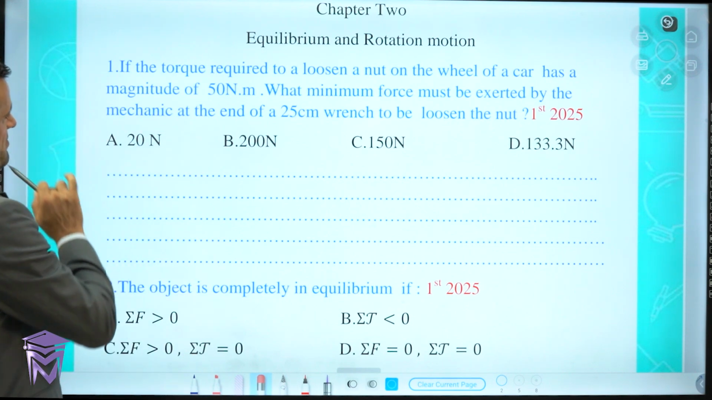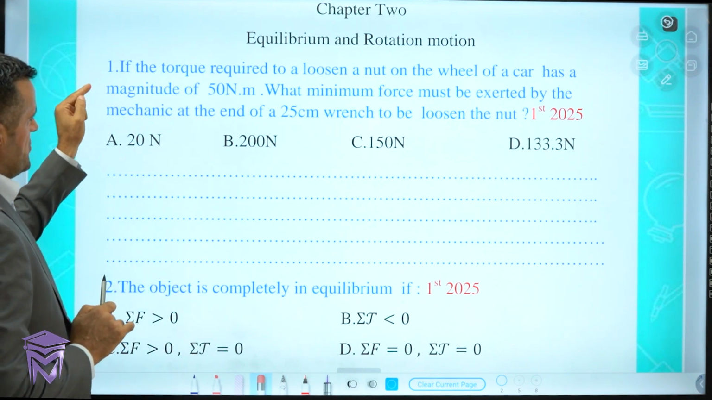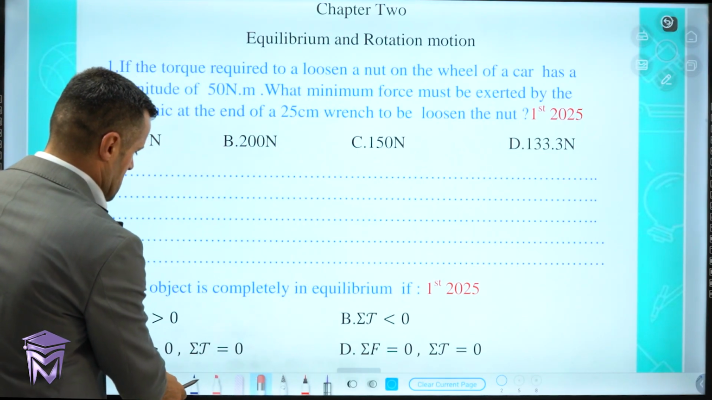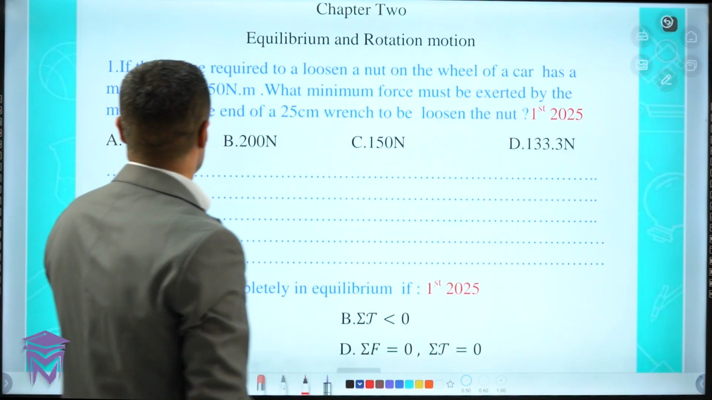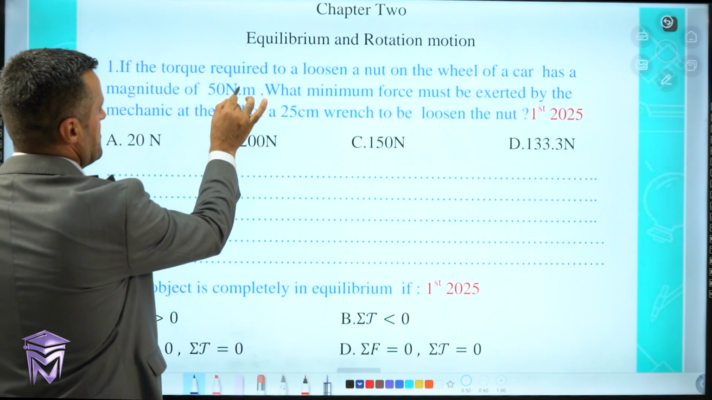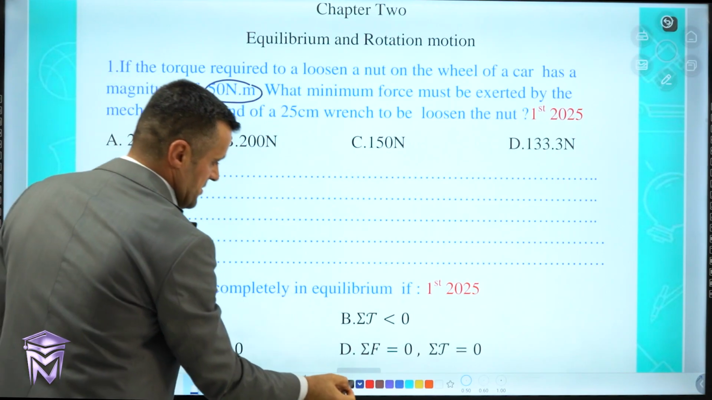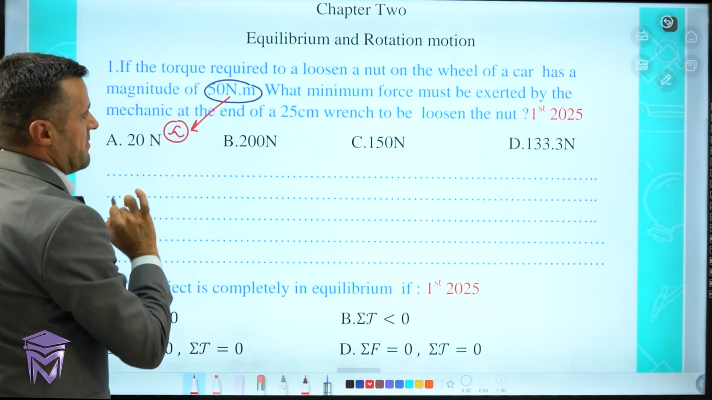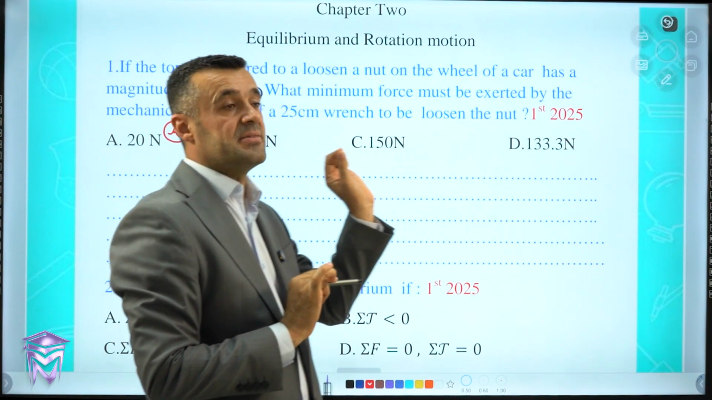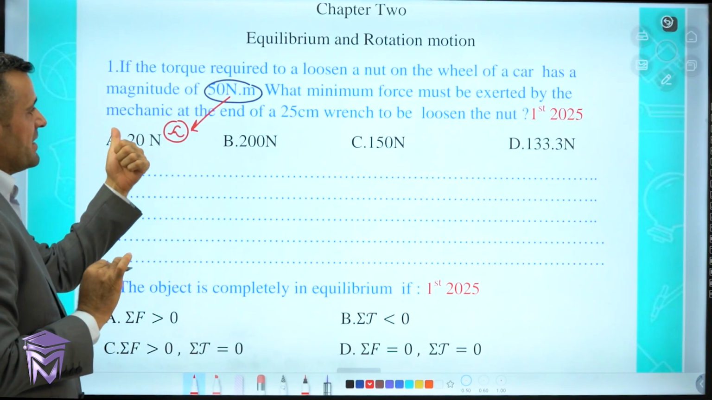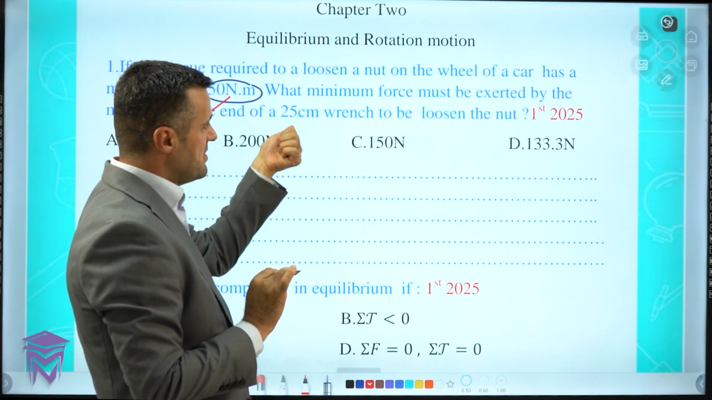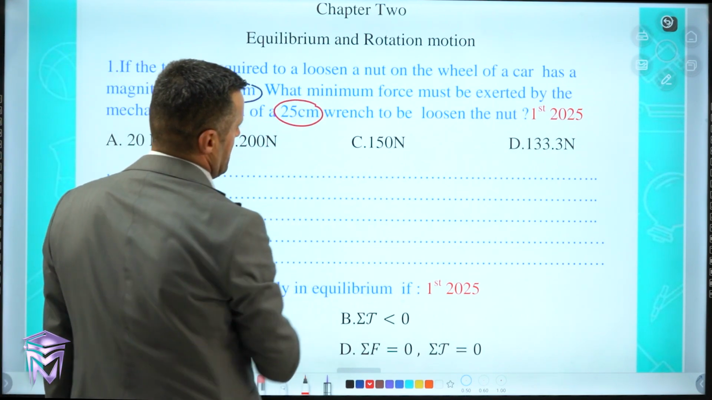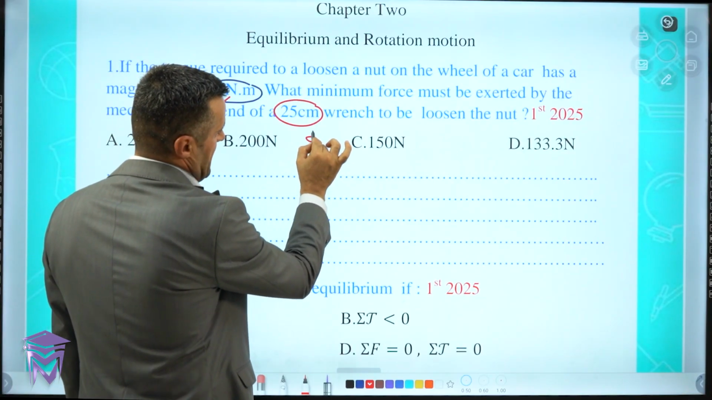Okay. Question 1, sorry. If the torque required to loosen a nut of the wheel of a car has a magnitude of 50 Newton meter. 50 Newton meter, it's very important. This amount is the torque. What minimum force must be exerted by the mechanic at the end of a 25 centimeter wrench to loosen the nut? This amount is the lever arm, or we can write d.